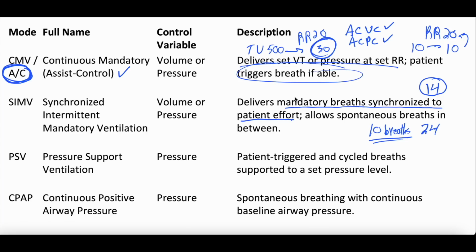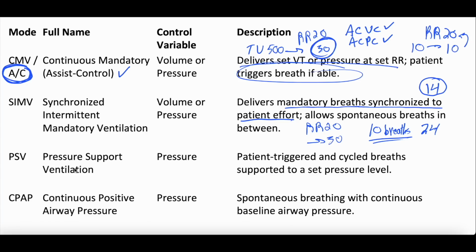Whereas again, in SIMV, if I set that ventilator at 20 and the patient wants to take 30 breaths, for 10 of those breaths, the ventilator will not assist them at all. The patient will just kind of suck in air as much as they're able to.